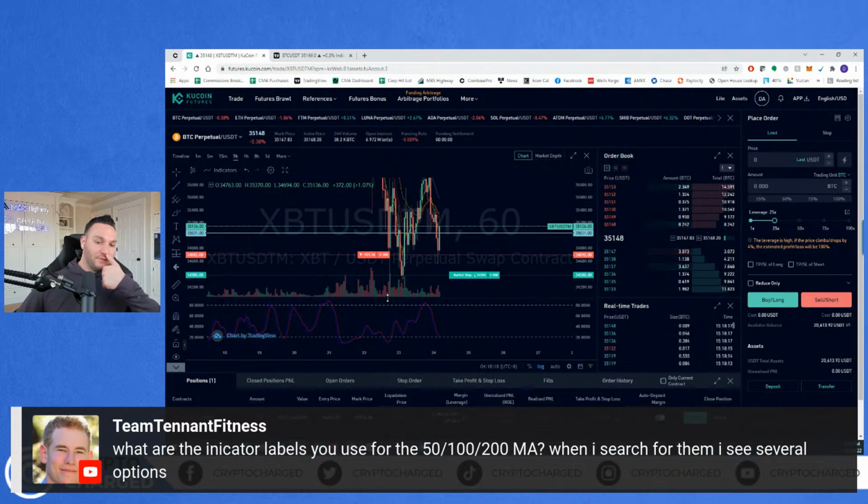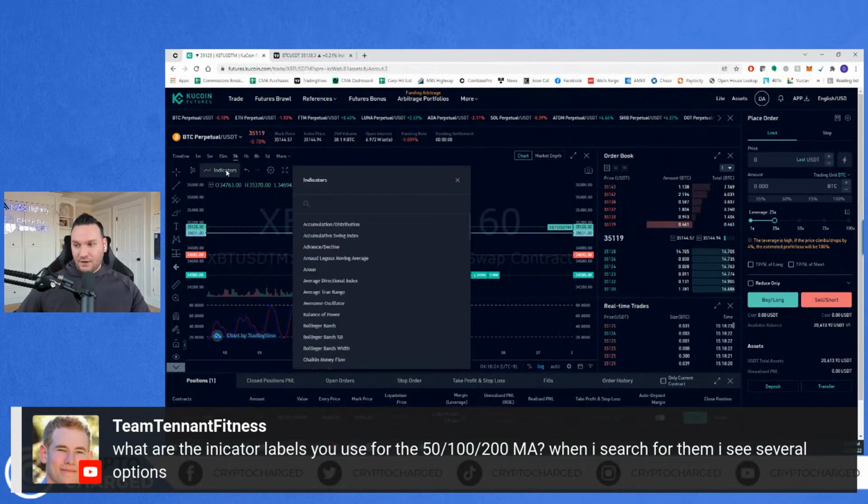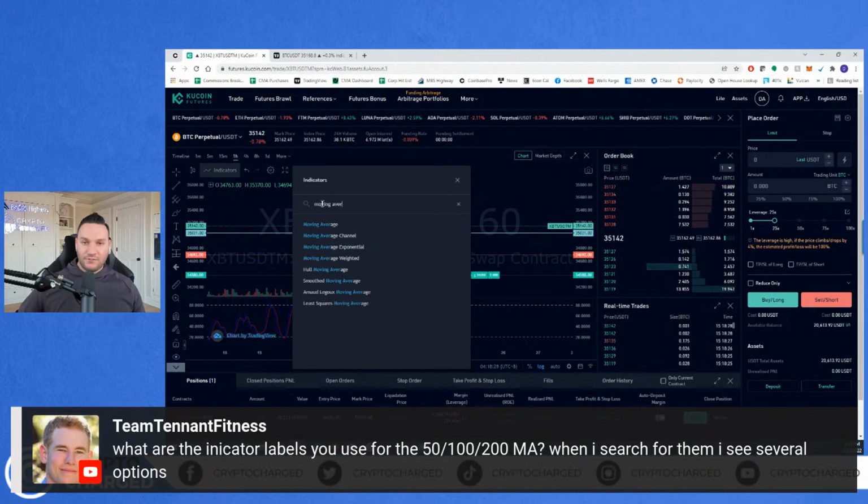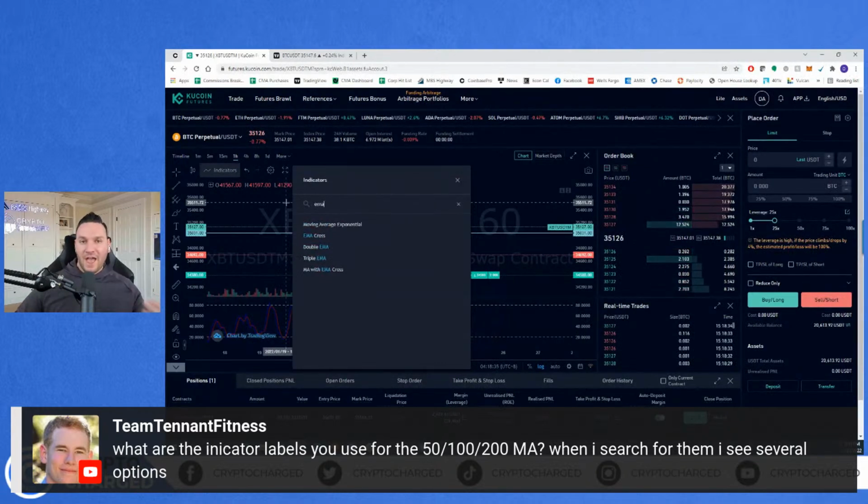What are the indicator labels you use for 50, 100, 200? When I search for them, I see several options. Great question. So when you click on indicators here, you can search for moving average, right? So that's going to be your simple moving averages, and you can see it's right here. Or you can type in EMA. That's your exponential moving average.